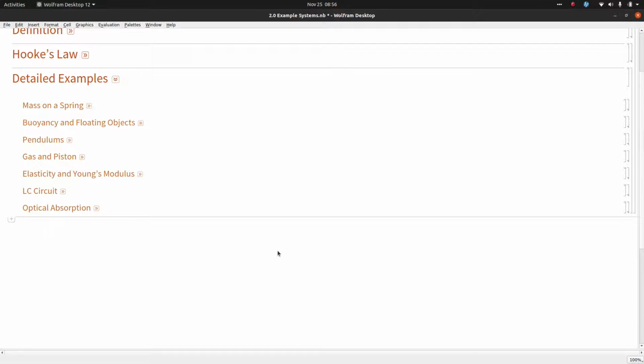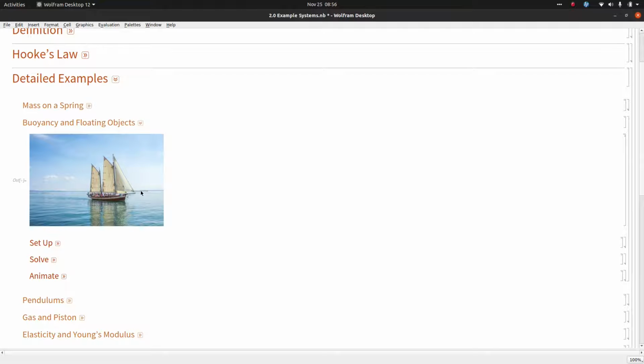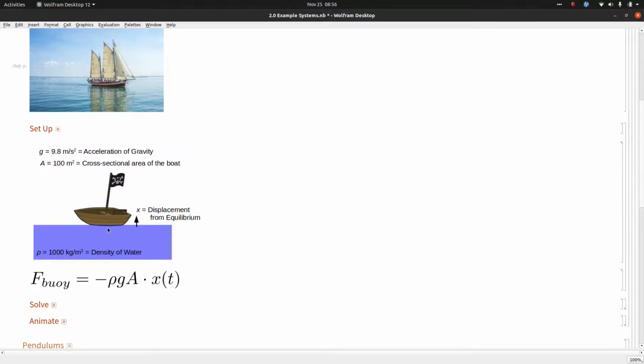Our next example is going to be a floating object. In this case, we're just going to consider a boat that's bobbing up and down in the water. To set this up, we are going to create a boat that's floating on water. The water has a density of 1,000 kilograms per meter cubed. That's something you can just look up. The boat is displaced by some distance from its equilibrium position. Please note that I'm still calling the displacement x, but this time x is in the vertical direction.